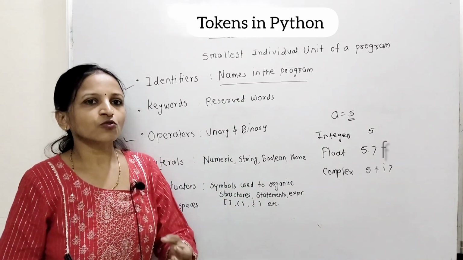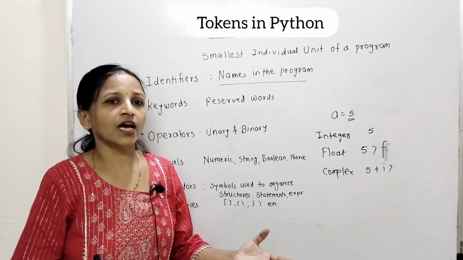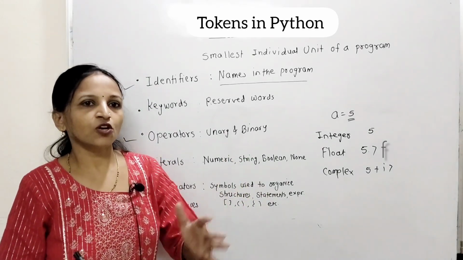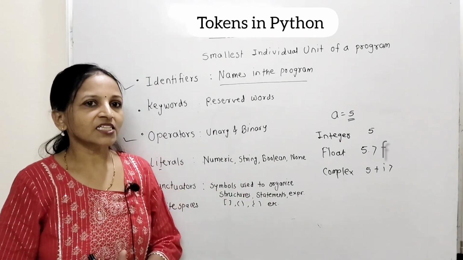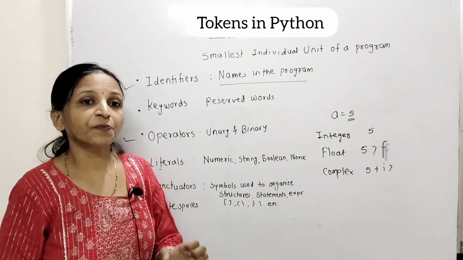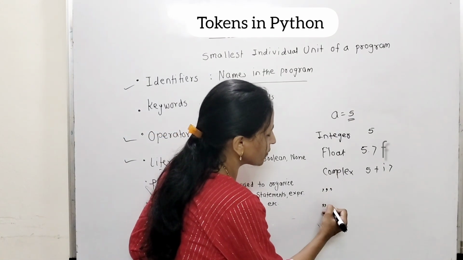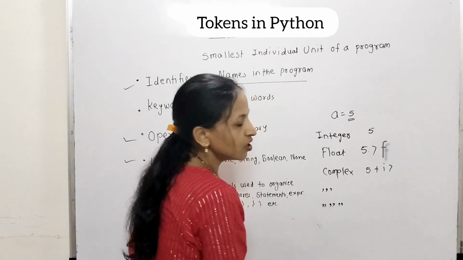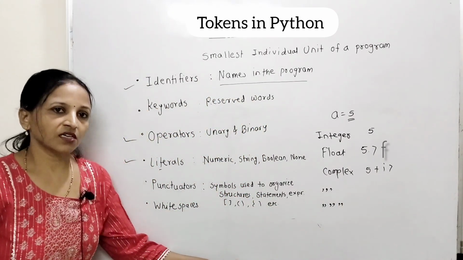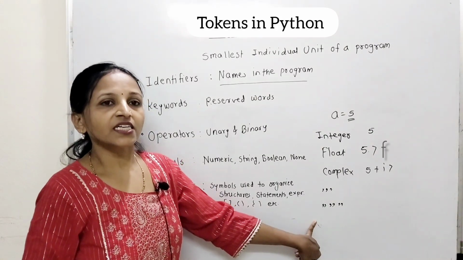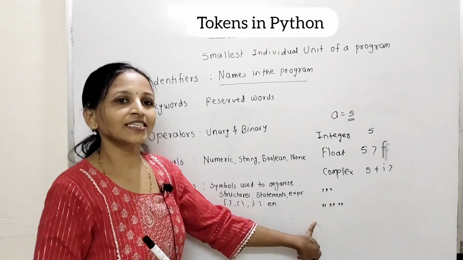If we want to mention a single line string, then we have to enclose it in either single or double quotes. But for a multi-line string you have to use triple quotes. You can use triple single quotes or triple double quotes, like this, opening and closing. This is for multi-line strings, and that is the string literal concept.